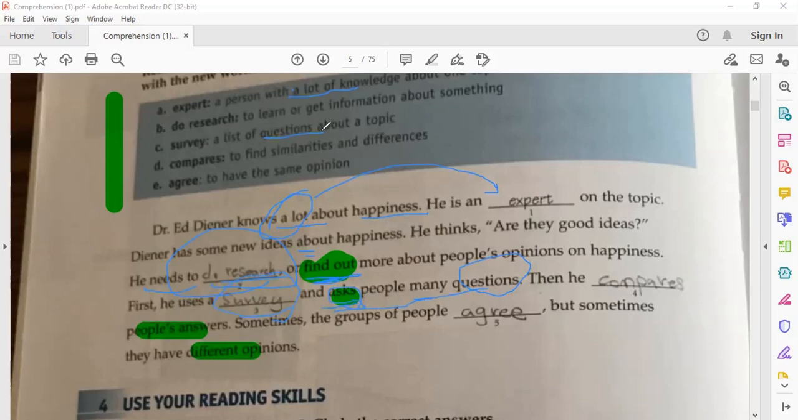Then he compares people's answers. Okay, so why do we use the word compares? After the pronoun he, groups of people agree. But we know it's a verb here. He does something with the object, the people's answers. He does what? Because we have more than one answer, answer A, answer B, we do what? We compare between them. Okay? So go on.